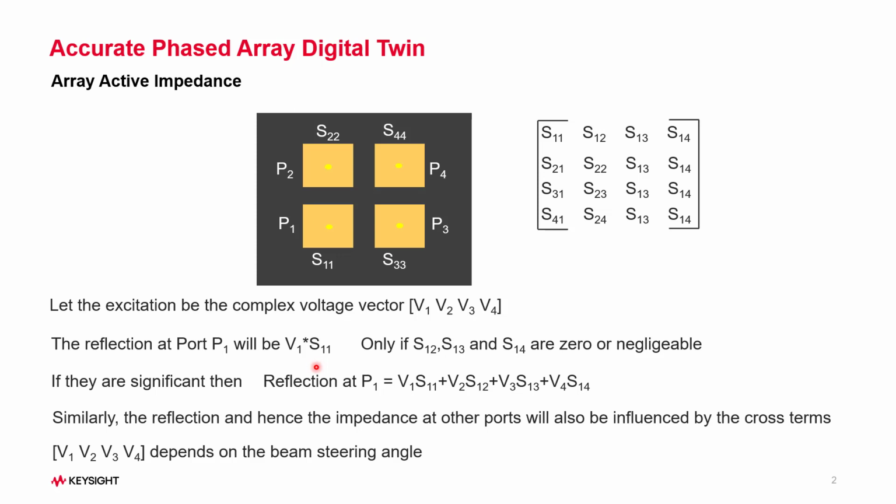In other words, we are changing V1, V2, V3, and V4. If we change V1, V2, V3, and V4, the reflections at those ports will also change. In other words, the impedances looking into these ports will change as we steer the beam.